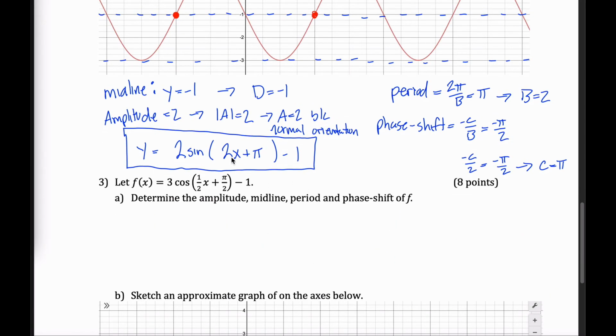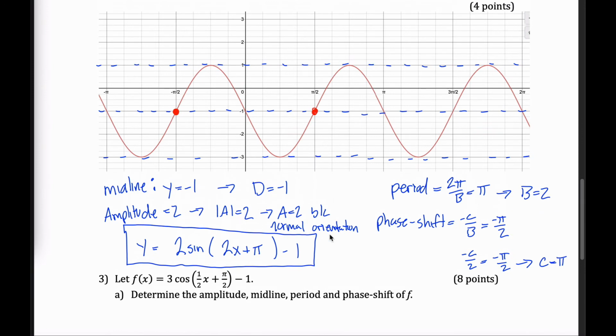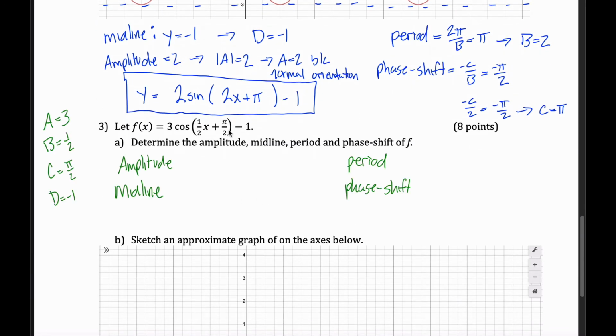And then finally, question 3, essentially do the same work except you do it in reverse. Now they're giving you the equation instead of asking you to come up with the equation, and asking you to come up with the graph instead of providing you with the graph. Well, just from looking at this equation, here's my value of a, b, c, and d respectively. So a is 3, b is 1/2, c is pi over 2, and d is -1.